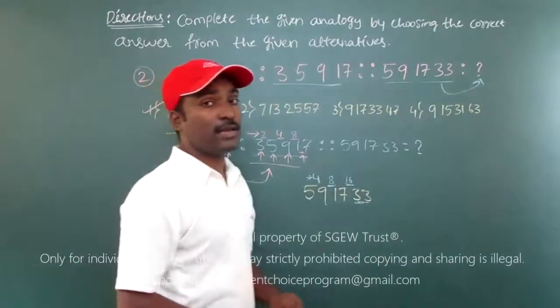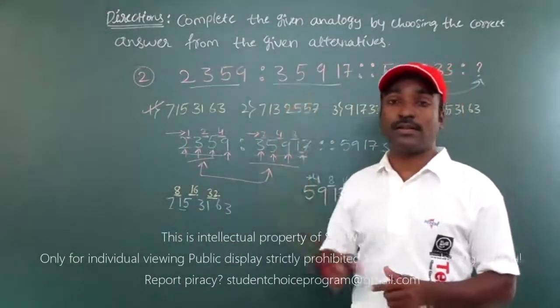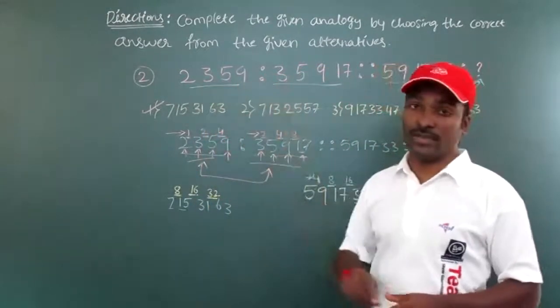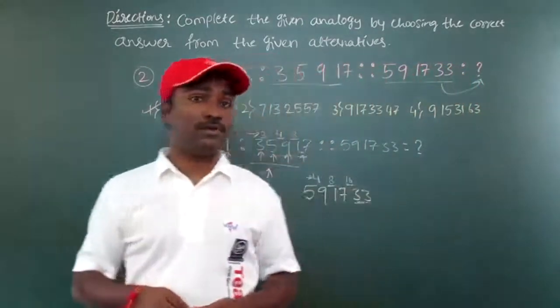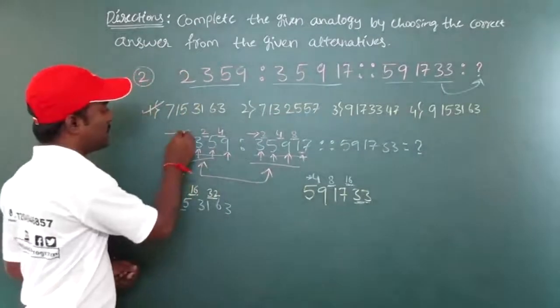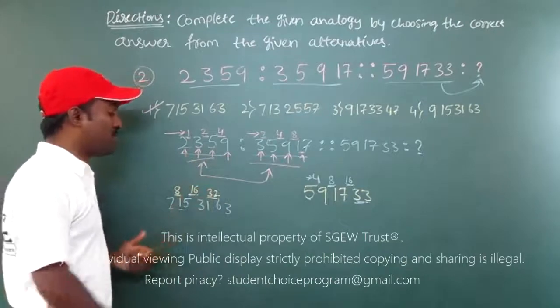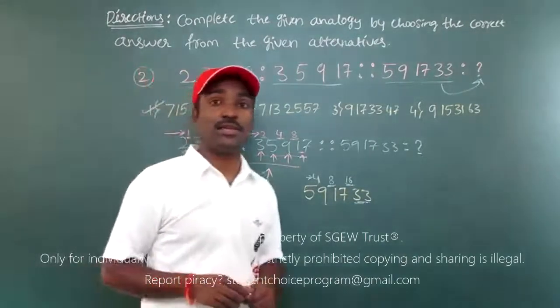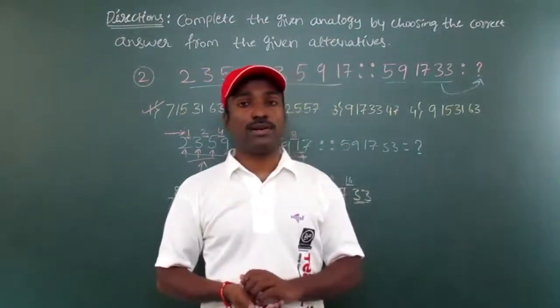So in this example, they have given the number as 2359. You should not consider it as a whole number, that is, you should not consider it as 2359. Rather, it is given in terms of digits. So we found the analogy, that the difference between the neighboring digits is doubling. Using that analogy, we found our missing number as 7, 15, 31, 63, which is given in the first option. So the first option is the right option. So friends, now I will move to the next problem.